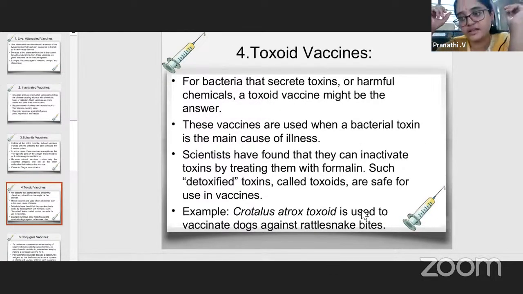That means you're not taking the live or heat-killed organism, or any part of the organism as such, but you're taking the toxin that is being released by the microorganism. These vaccines are used when the bacterial toxin is going to cause the illness. You can inactivate the toxin by treating it with formaldehyde or formalin. These are known as toxoids. Examples: Crotalus atrox toxoid, a vaccination against rattlesnake bites that is given to dogs. Tetanus toxoid, your TT injection, is also a toxoid.